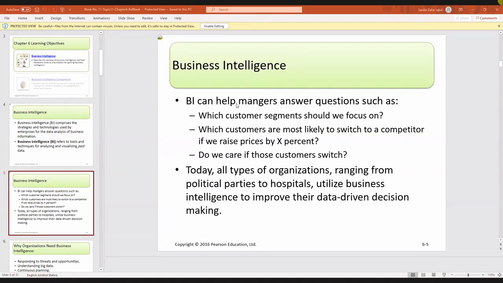Most of the organizations are data-driven organizations. So this intelligence is highly recommended nowadays. Is that clear, guys? Any question about this? You can ask me. Clear.